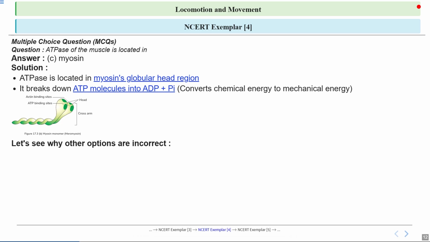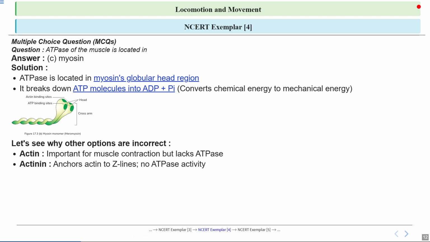Now let's see why the other options are incorrect. First, actin is a protein found in muscle cells that plays a key role in muscle contraction by helping muscles shorten when they contract. However, unlike myosin, actin does not have the ability to directly use ATP for energy, which is why it lacks ATPase activity. This means that actin relies on other proteins like myosin to utilize ATP and initiate the contraction process.